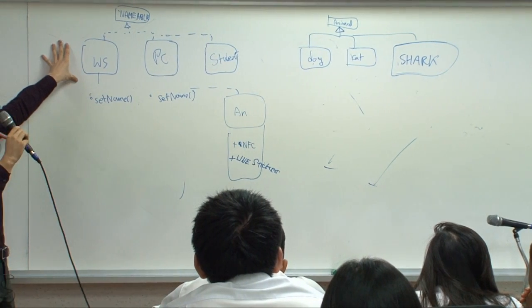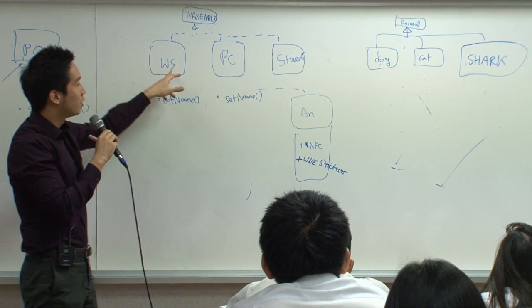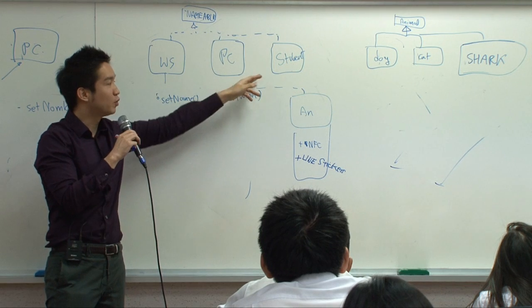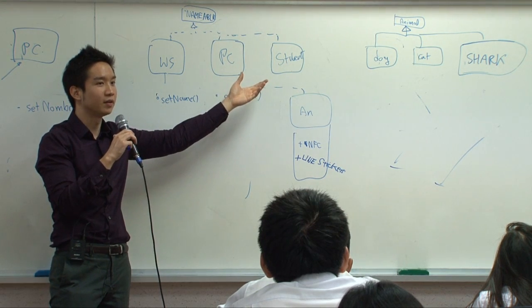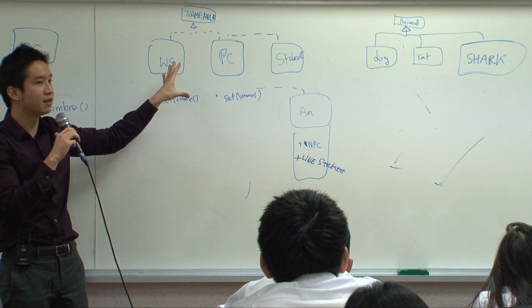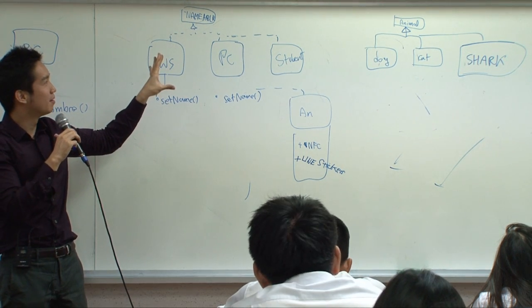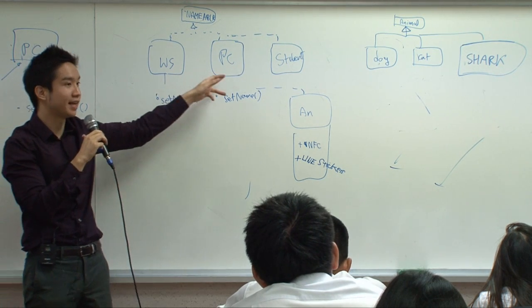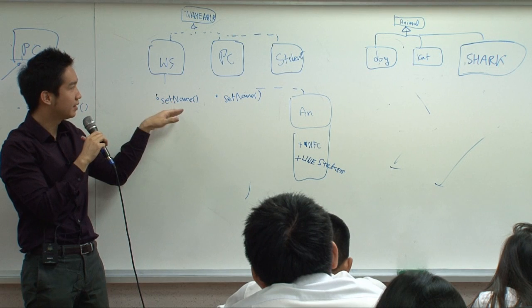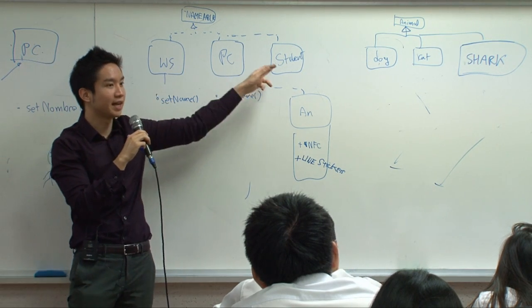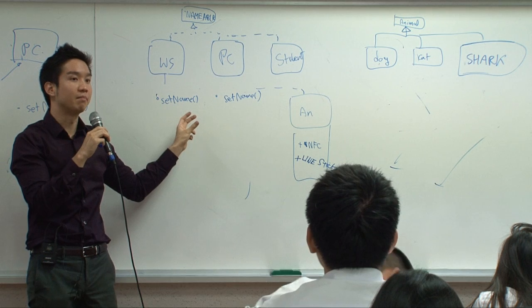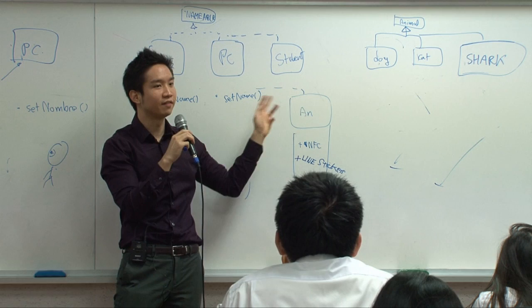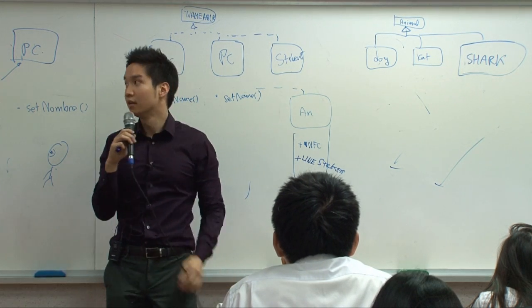But over here, when you have interface, you have a workstation and a PC. They're closely related; they refer to a computer. But you have a student. That's a human. But what we are concerned with here is just the behavior, the methods that each of these classes should possess. And in this particular example, we only care that all these classes must have the setName method. Is that clear? So that's a subtle difference between interface and inheritance.